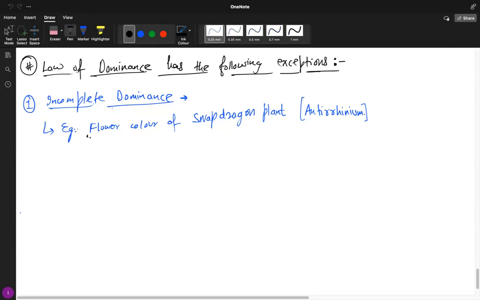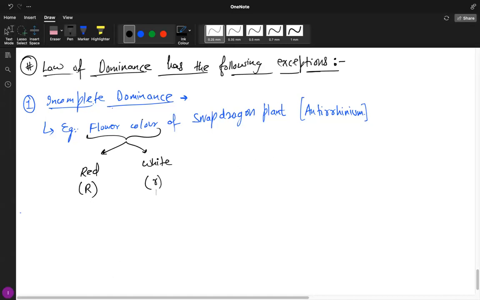And there are two pigments responsible for this flower color. One is called the red pigment, another is a white pigment. Now, white is also a color. It is not like no color is called white. There has to be a white pigment to produce white color. If there is no pigment, it will be colorless, like a glass, like water. So red color was because of a pigment allele which gives red pigment, and let's call it R. White is because of an allele that gives white pigment, let's call it small r.